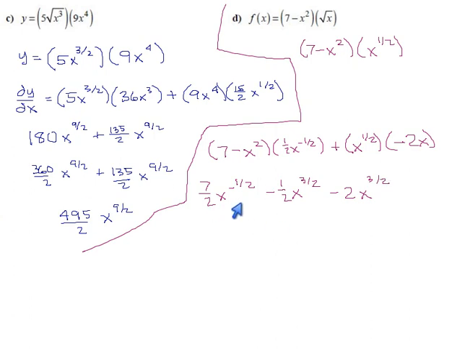This term will have to stand alone because there are no terms that are like with it, but these two we can combine. They're both x to the 3 over 2. So finished answer, 7 over 2, x to the minus 1 half, and then minus 5 over 2, x to the 3 over 2.